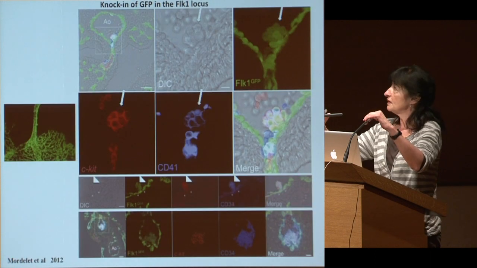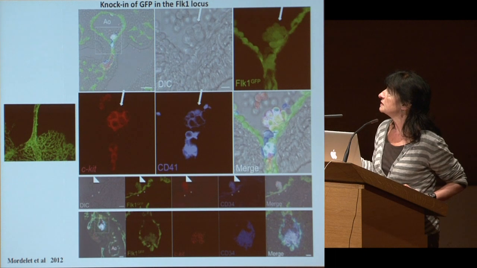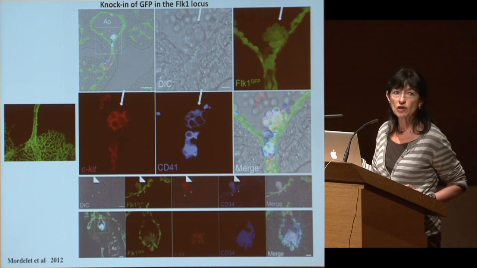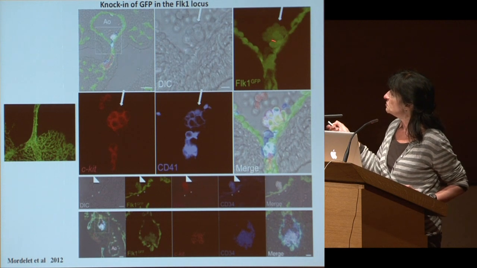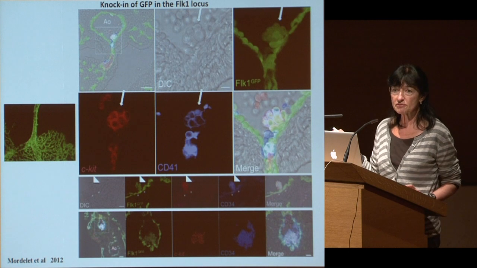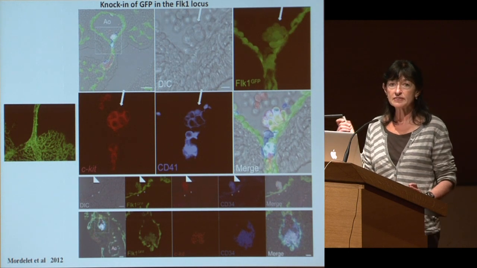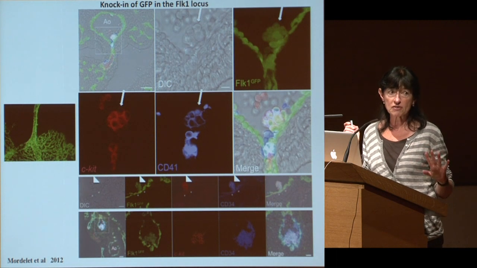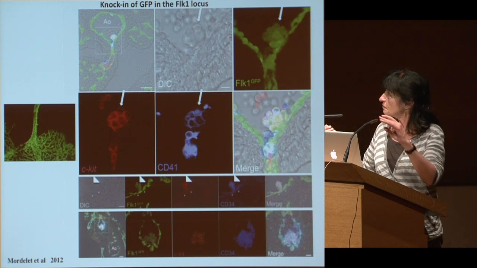By using a mouse that has a GFP knocked into the Flk1 locus, those are the images that you get. Now, Flk1 is a receptor for VEGF-A, and it's expressed on all endothelial cells, at least during mouse embryonic development.